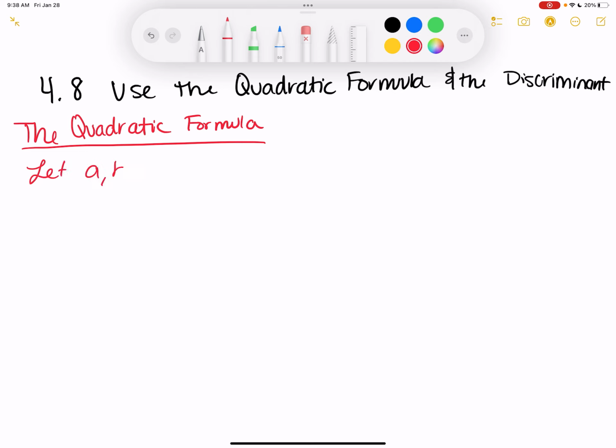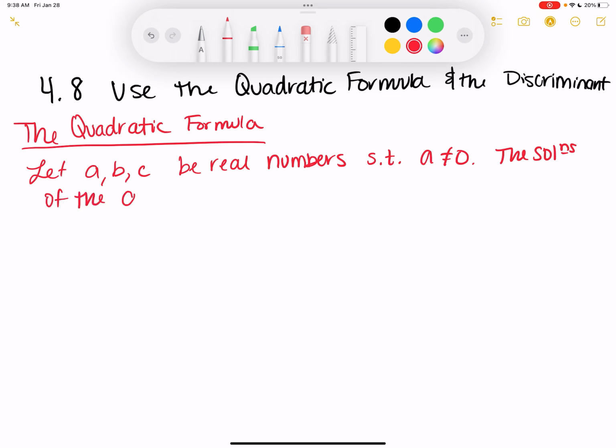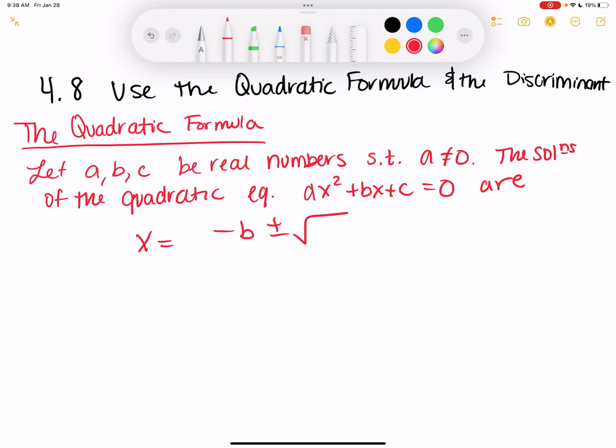Let a, b, and c be real numbers such that a is not equal to 0. The solutions of the quadratic equation ax squared plus bx plus c is equal to 0 are x is equal to negative b plus or minus the square root of b squared minus 4ac all over 2a. If you happen to forget it, it's on the back wall.